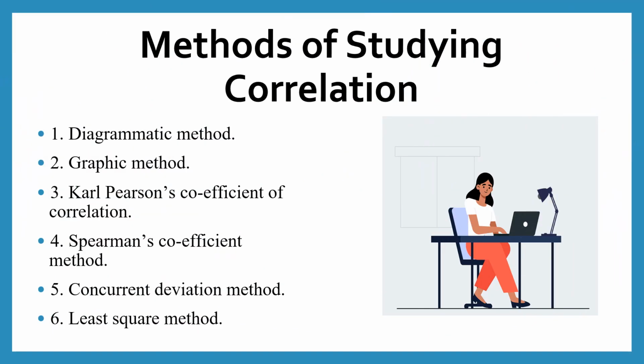Methods of studying correlation. There are different methods of studying correlation between any two or more series, but for measuring the correlation between any two variables, that is simple correlation, a suitable method may be selected out of the following. The first one is diagrammatic method, second one is graphic method, third one is Karl Pearson's coefficient of correlation, fourth one is Spearman's coefficient method, fifth one is concurrent deviation method, and the last one is least square method.